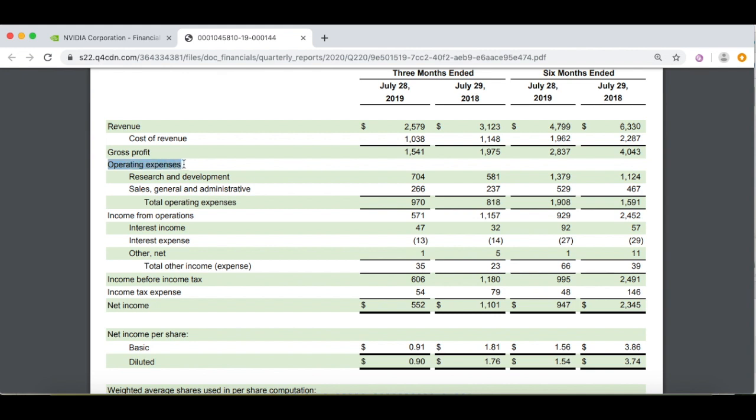Now we get into operating expenses. So this is expenses over and above the cost of driving this revenue here. And we have research and development. So we see, look at this, research and development driving up.